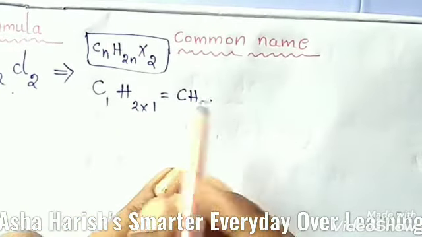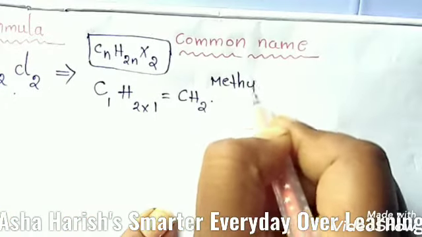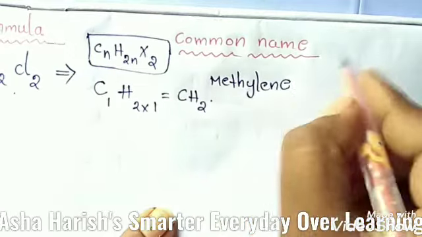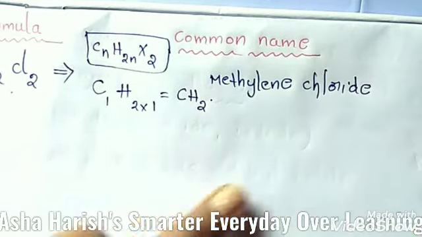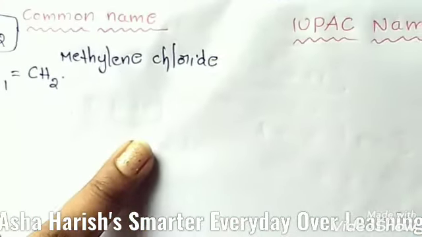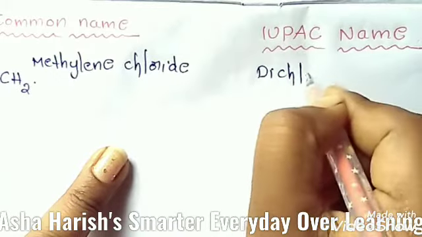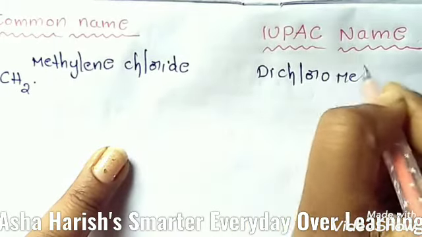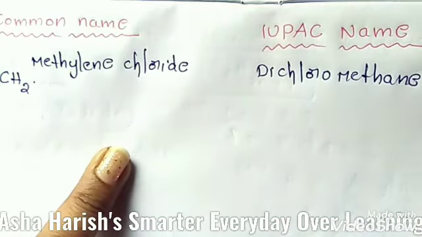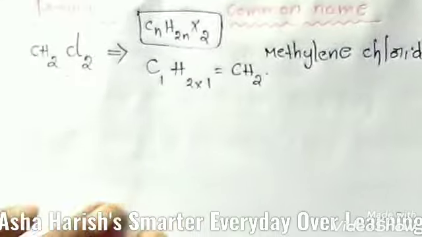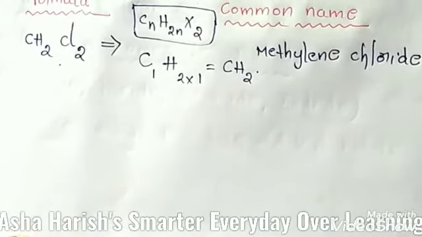And the common name of CH2Cl2 is methylene chloride. Students, we need to know the IUPAC name also. The IUPAC name is dichloromethane. Why? Because two chlorine atoms are present here, so dichloromethane, that is CH2Cl2.